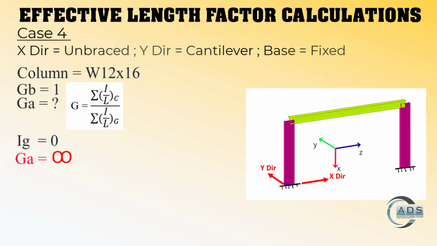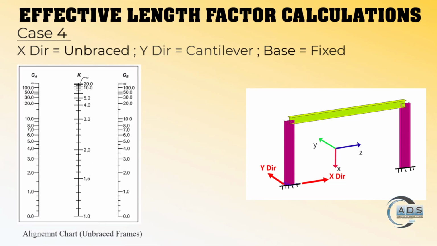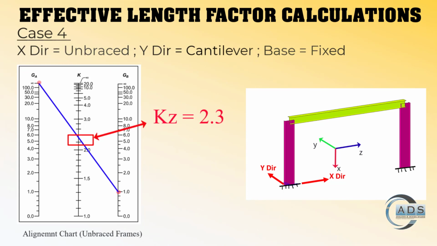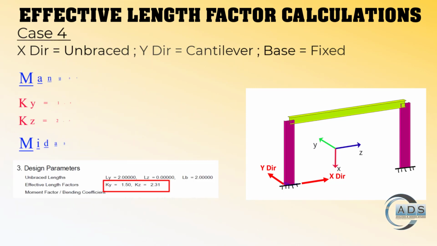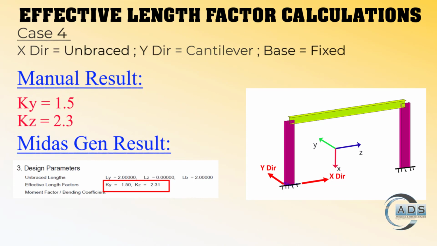Now let's go to the alignment charts. Let's consider this case as an unbraced frame, even though there is no frame in this direction, so we'll look into the alignment chart for the unbraced frame. Mark GA as infinity and GB as 1 and join the points by a line. We can see that the intersecting point is nearly about 2.3, hence KZ is 2.3. And we know that Midas Gen has also calculated the same values, but we can override KZ as 2.1.